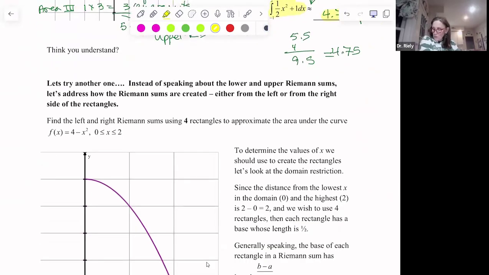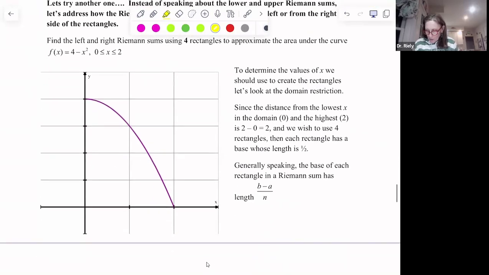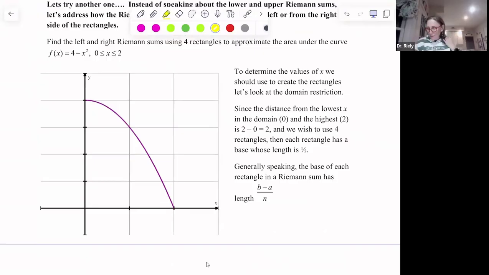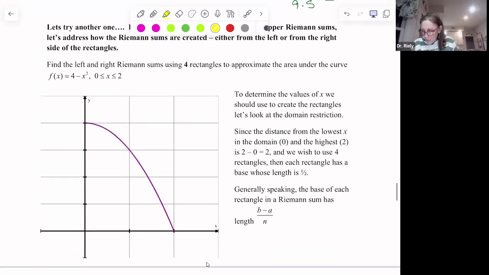So we're gonna now switch over. Instead of saying lower and upper, we're gonna always say left and right. So here we have this situation. So find the left and right Riemann sums. This time, we're gonna use 4 rectangles.